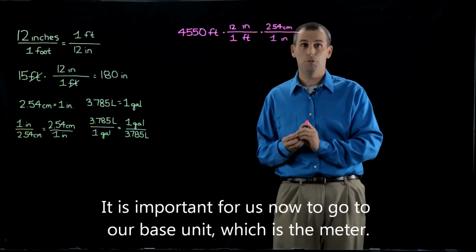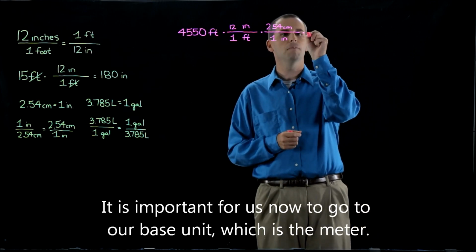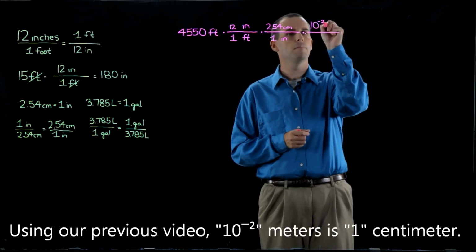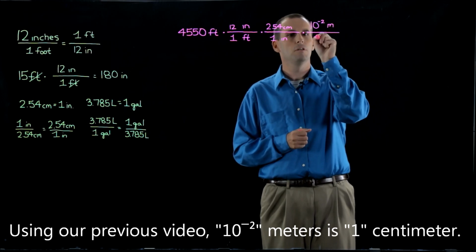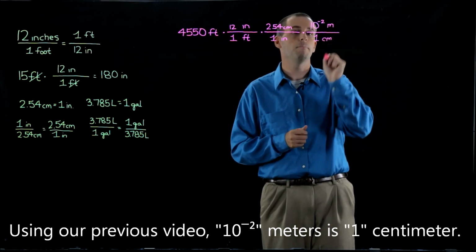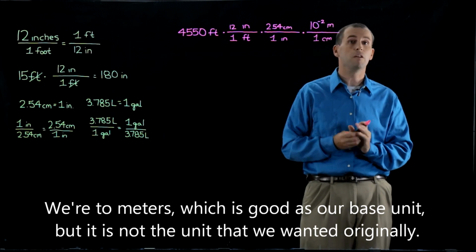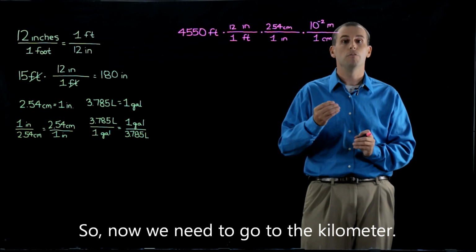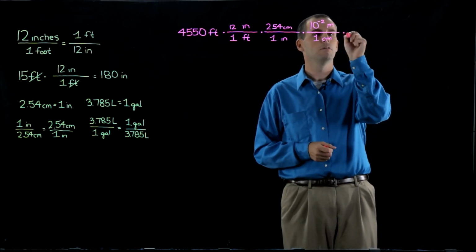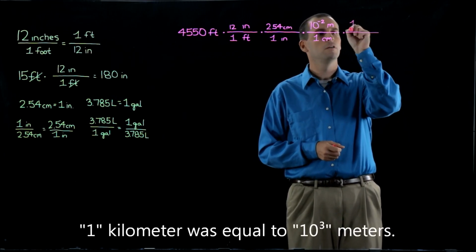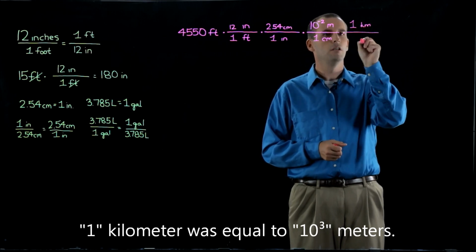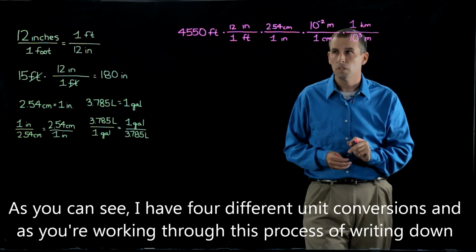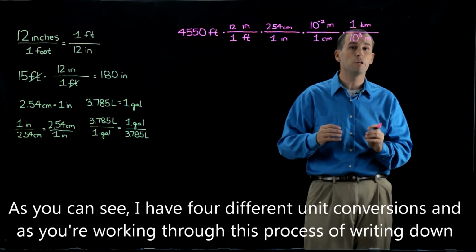It's important for us to now go to our base unit, which is the meter. Using our previous video, 10 to the minus 2 meters is 1 centimeter. We're at meters, which is good as our base unit, but it's not the unit that we wanted originally. So now we need to go to the kilometer. 1 kilometer was equal to 10 to the third meters. As you can see, I have 4 different unit conversions.